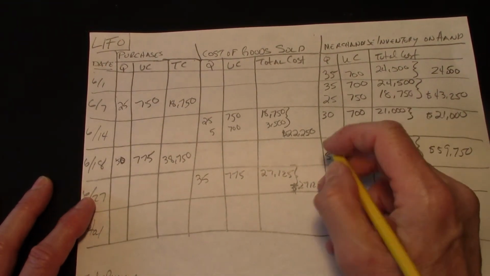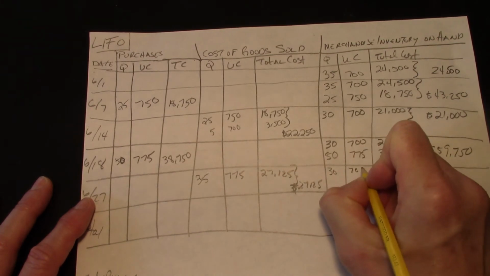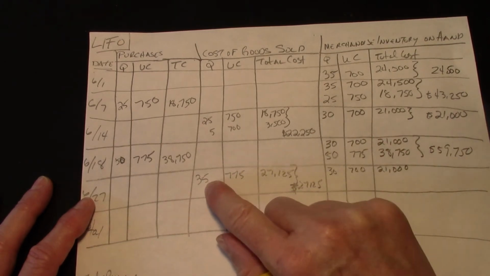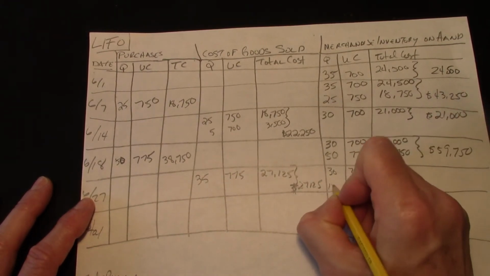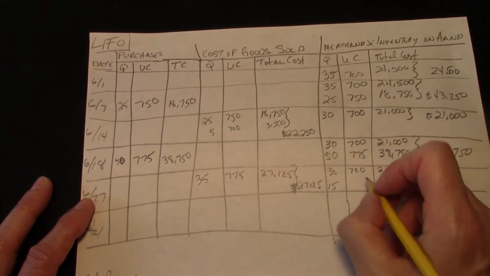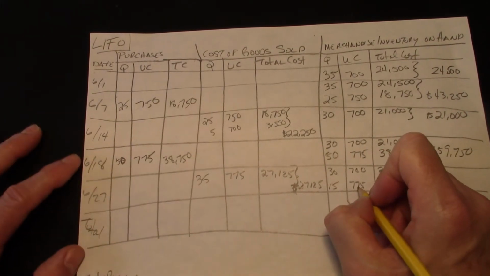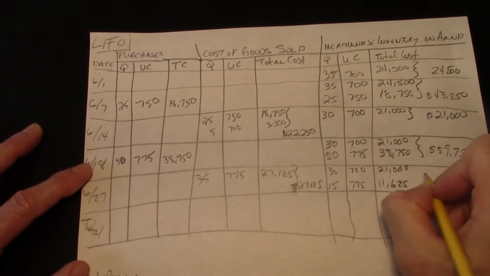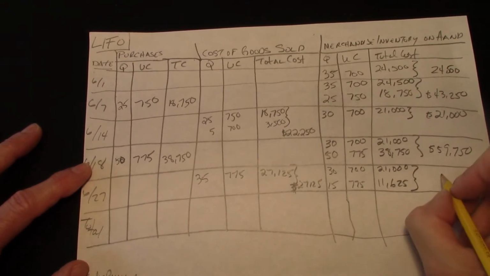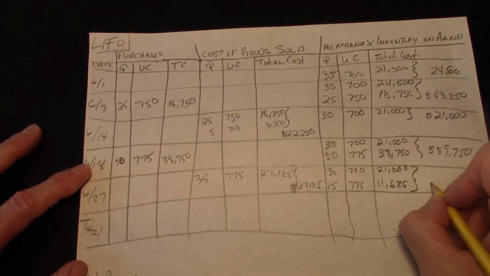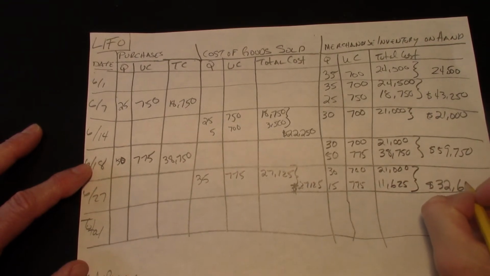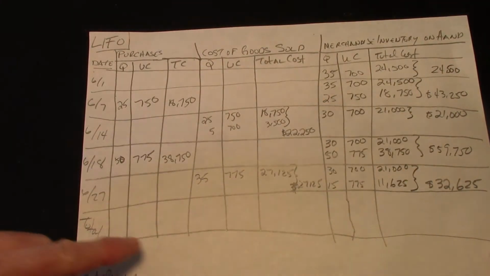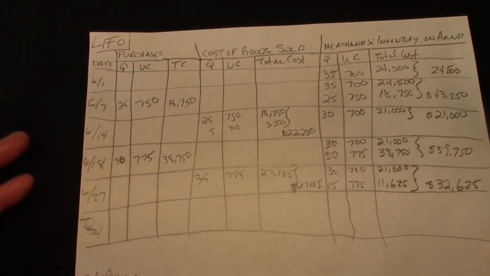So what does that leave us in terms of inventory? Well, we've still got these 30 because we didn't sell any of those. 30 at 700 is 21,000. And out of these 50, we have 15 left. Right? And they cost us $775 each. So 15 times 775 is 11,625. And you add that together and you get 32,625.